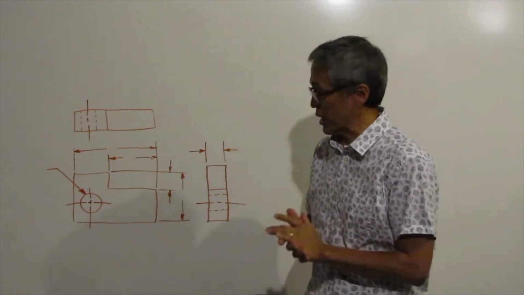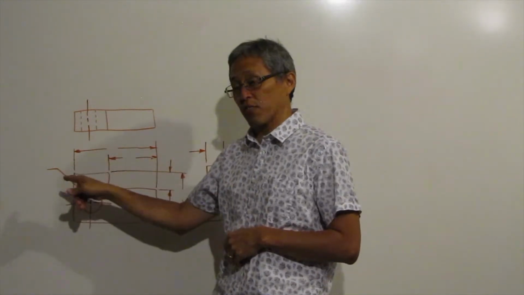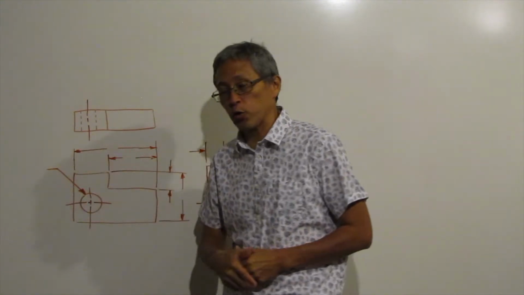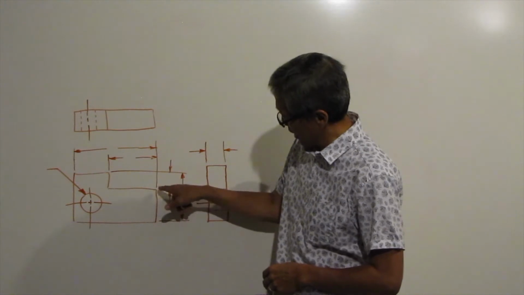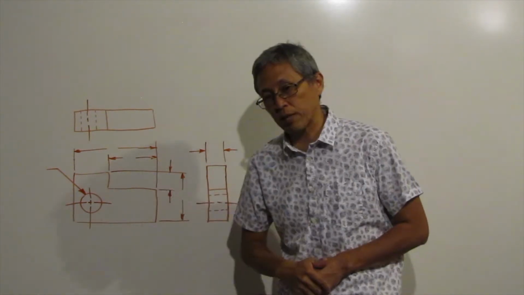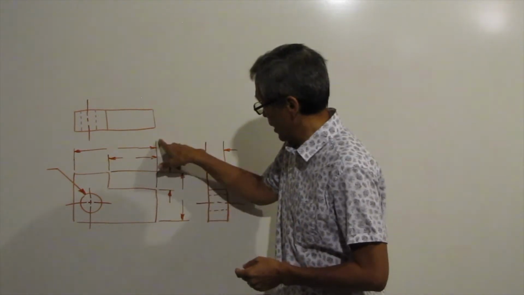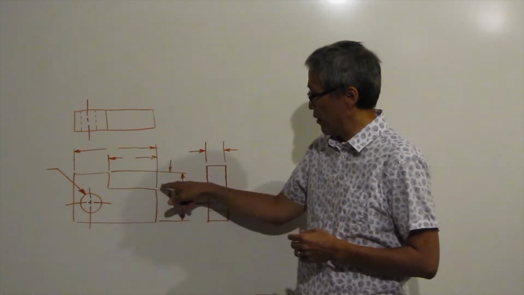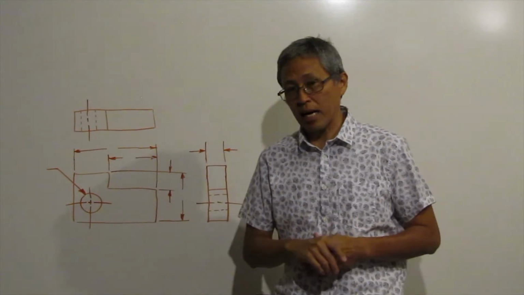So now the next lines, this one's a tough one, so watch out. The next ones are these lines that extend from the object out to the dimension line. So there's a little extension that comes out here. Notice that they don't touch the object line, and they go a little bit beyond the dimension line. That's probably a little bit too long there, but they go a little bit beyond the dimension line, and they don't touch the object line.